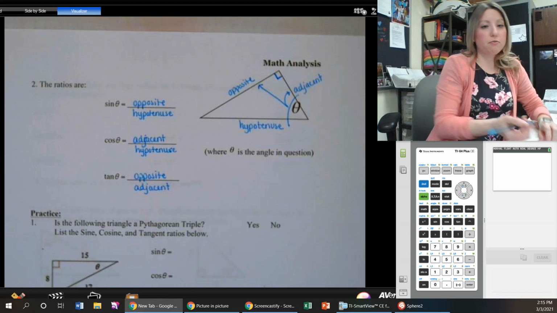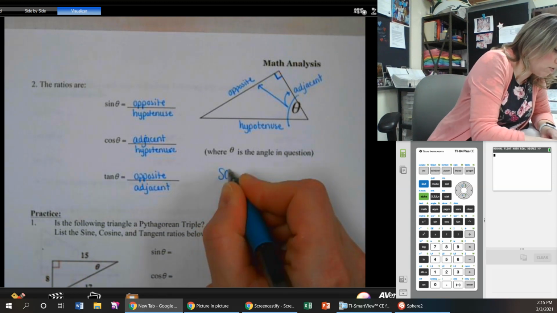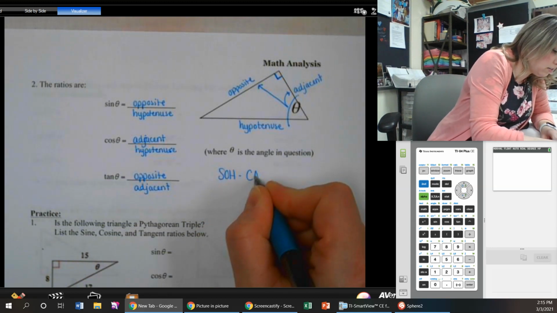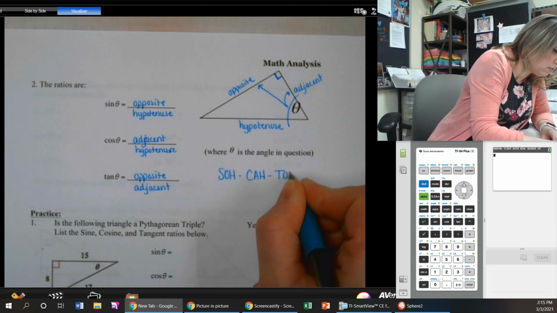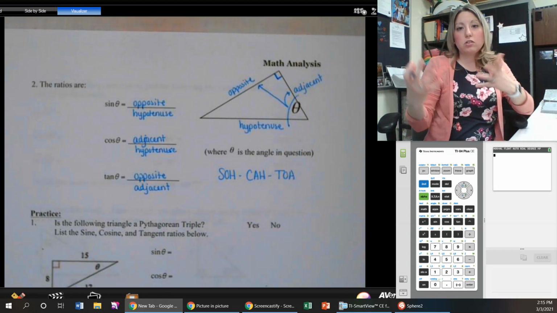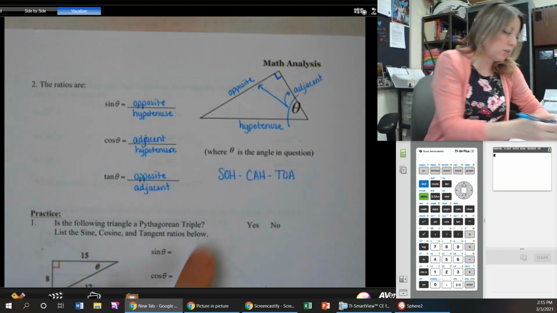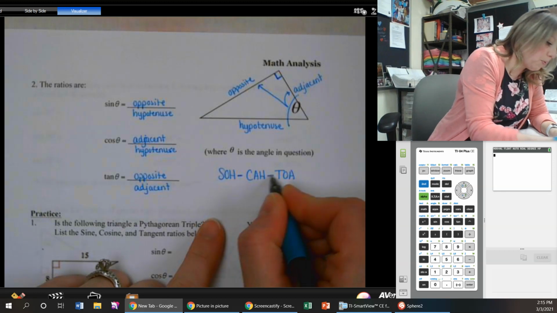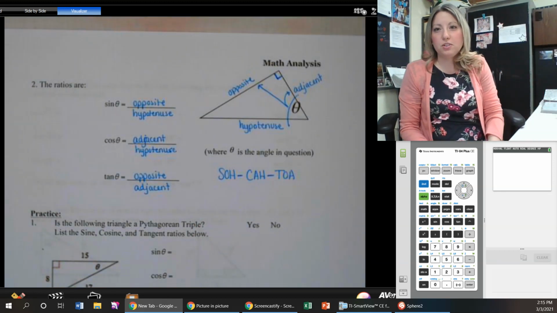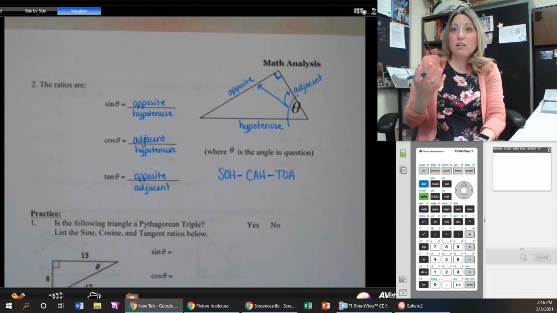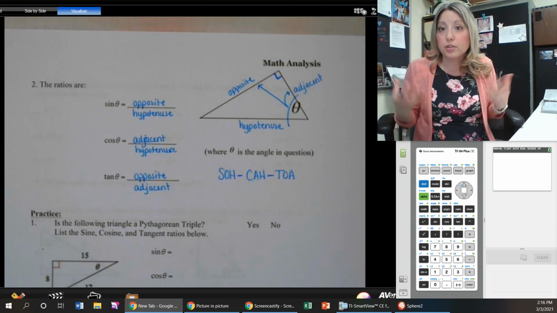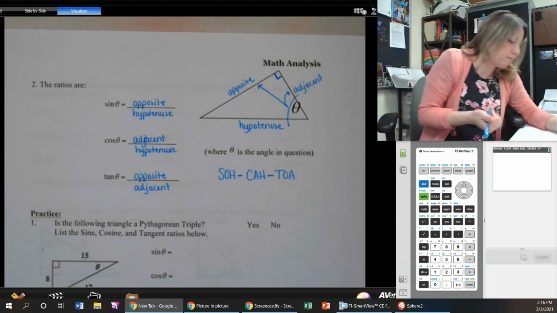And of course, we have that lovely SOHCAHTOA to remind us of the ratios. This is just a little saying that we've all heard and learned and used to remind us of the ratios, the sides that belong with each of the ratios.